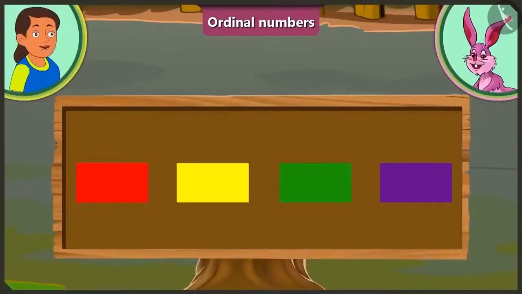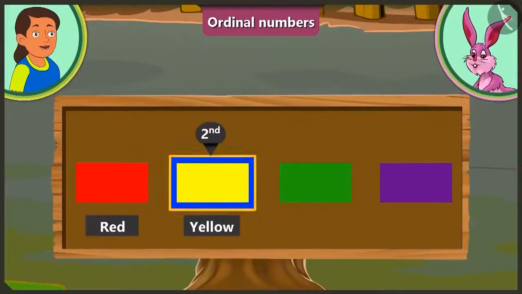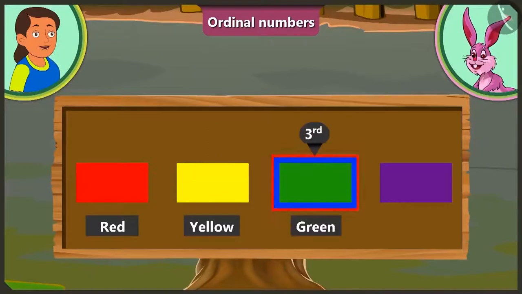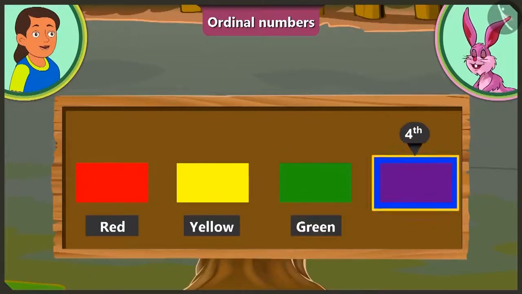Let's observe. At the first position is the red color. At the second position is the yellow color. Green is at the third position. And at the fourth position is purple color.